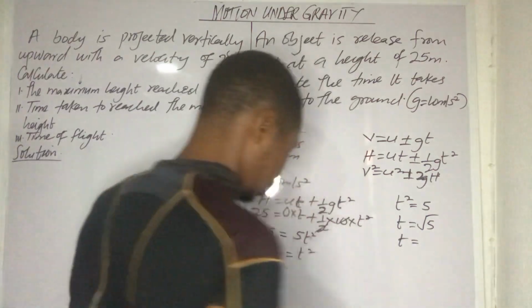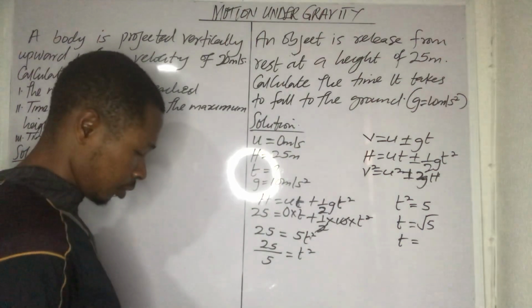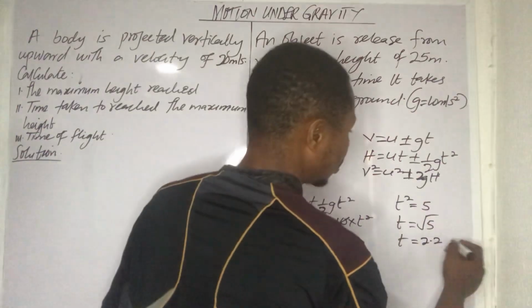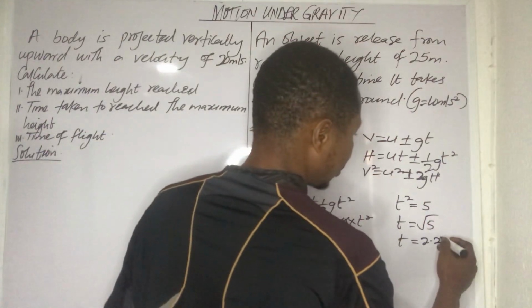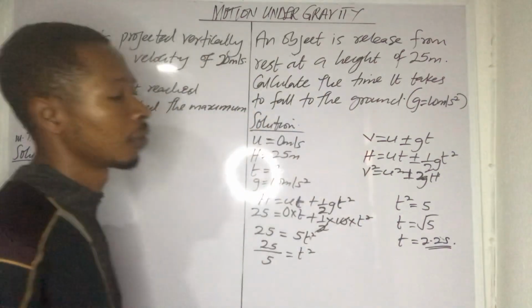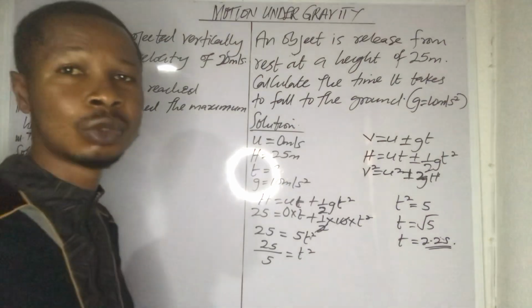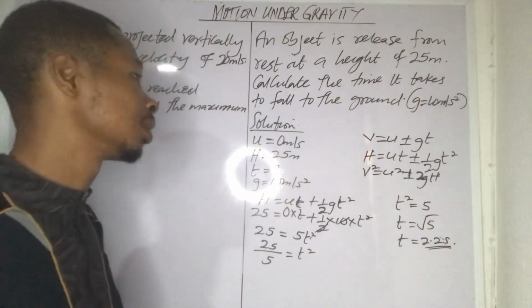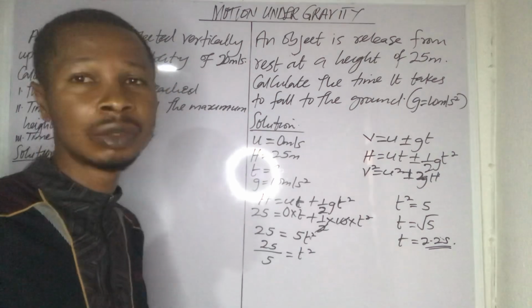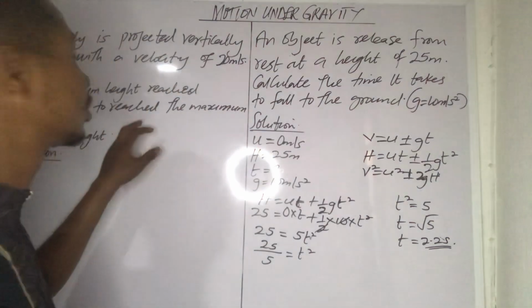So t should be equal to 2.2 seconds. That means it took the object 2.2 seconds to fall to the ground. Let's look at this second example also.